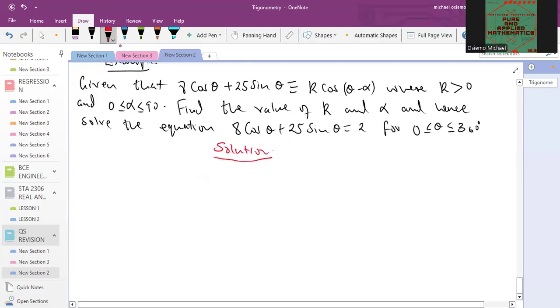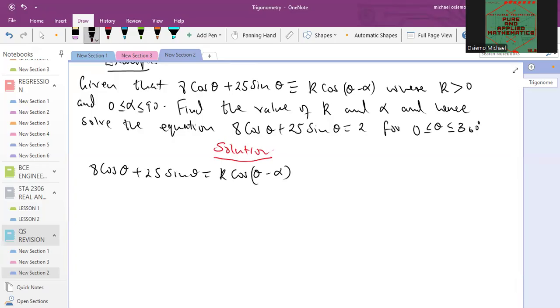So basically here we have to expand. We're being told that 8 cos theta plus 25 sin theta is equal to R cos theta minus alpha. When being told that these two sides are equivalent, this simply means that the two sides are equal. They are the same. When you talk of something being equivalent, it means that they are the same. So our first thing is to expand R cos theta minus alpha.